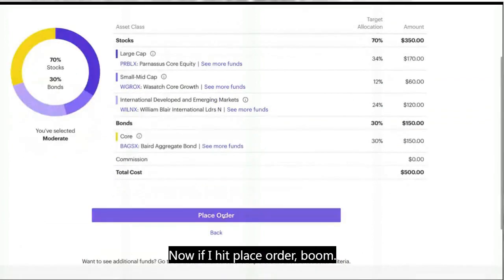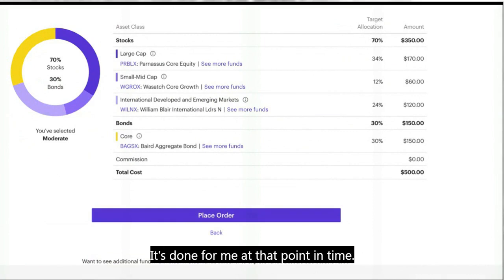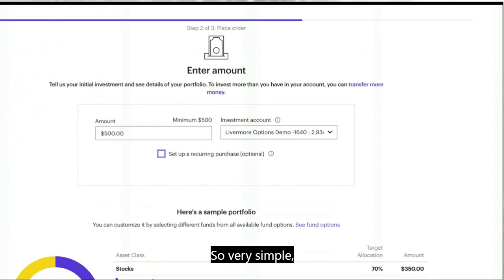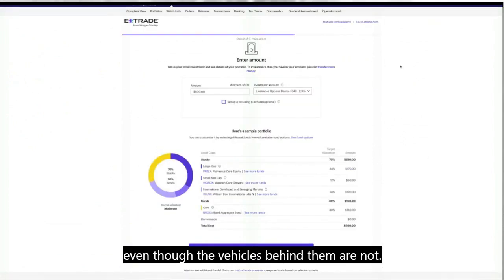Now, if I hit place order, boom, that's it. That will take 500 out of the account, and it will put it into this distribution, and look at what I've got. It's done for me at that point in time. And if I choose to liquidate it, then I can go in and liquidate those. So very simple, even though the vehicles behind them are not.